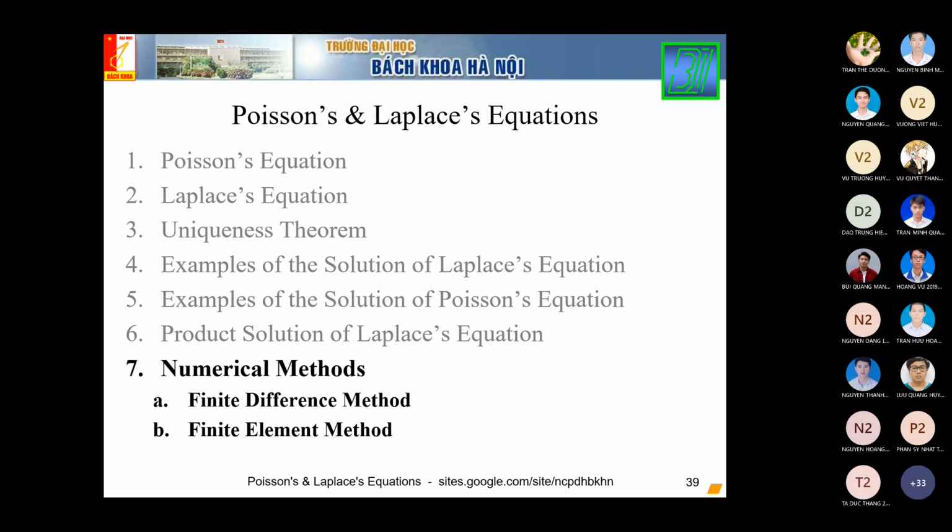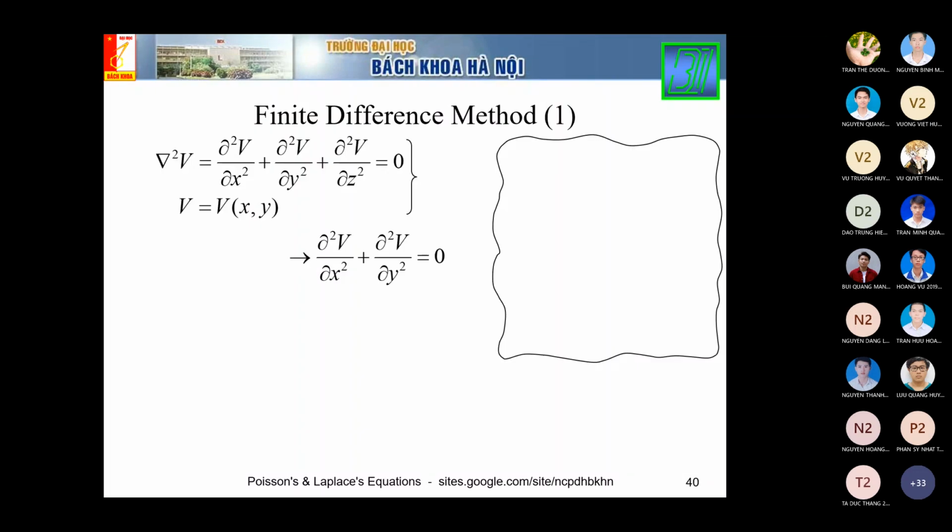So there are about 7 or 8 numerical methods. Due to the limitation of time in our course, I will introduce to you 2 methods. The first one is finite difference, and the second one is finite element. For other numerical methods, you can find my textbook about the numerical method in electromagnetics. Okay, the first one is the finite difference method.